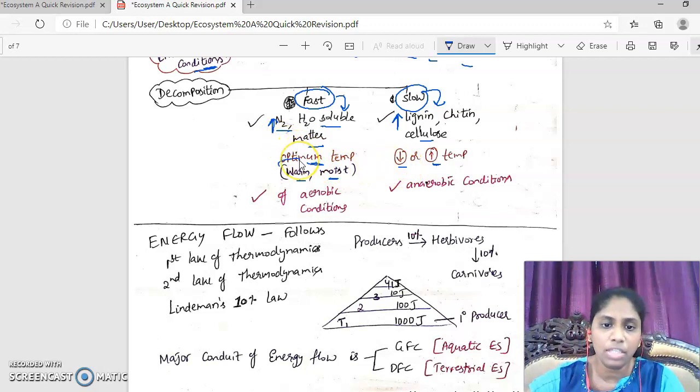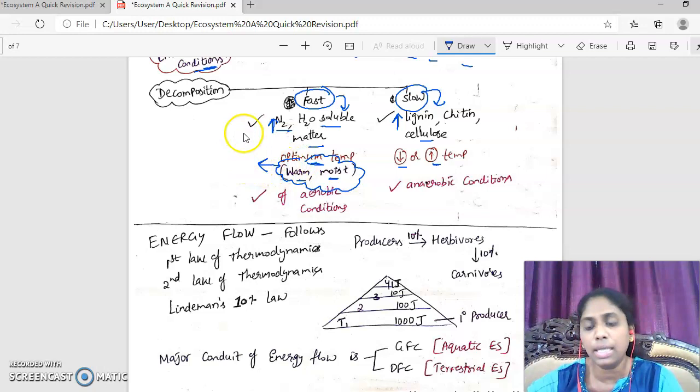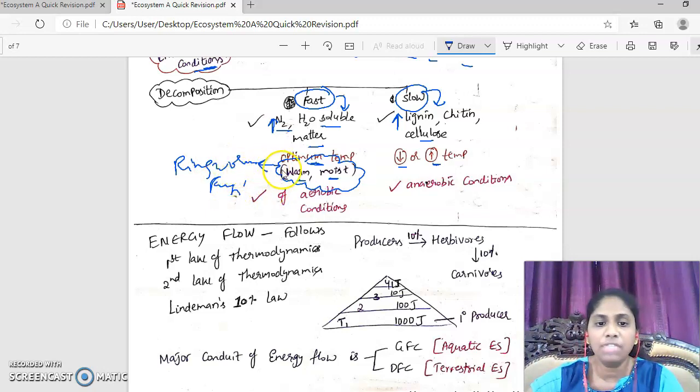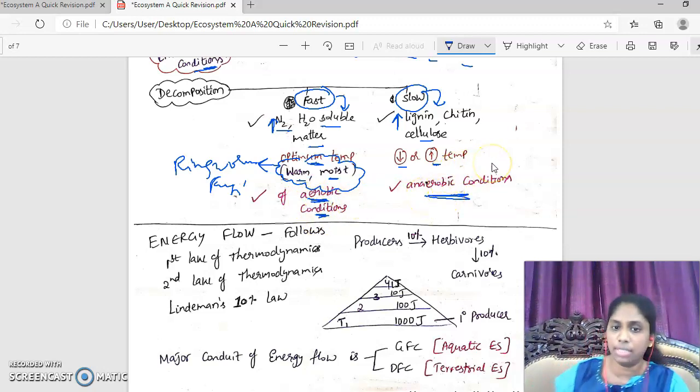Now, warmth and moisture, you learned in human health and diseases. These are the two important conditions for ringworm fungi, right? There are three genera of fungi. So these fungi which cause ringworm need warmth and moisture. Now let's come back to decomposition. Decomposition requires more oxygen, so it is dependent on aerobic conditions, while anaerobic conditions will slow down decomposition.